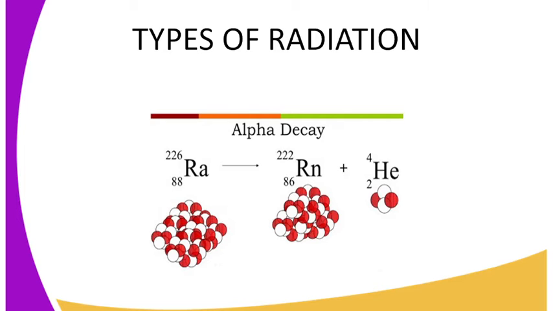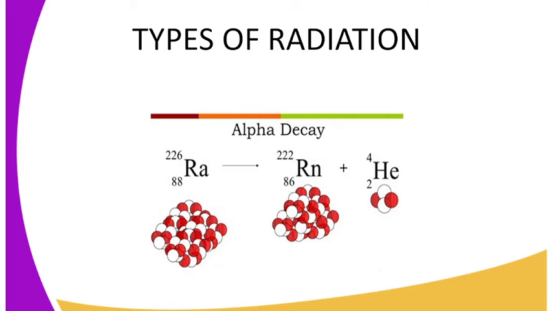So, what is radioactivity? It is the spontaneous random emission of particles from the nucleus of an unstable nucleus. And we have various types of radiation, which include alpha, beta, and gamma radiation.